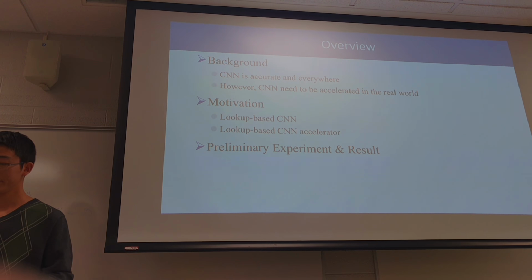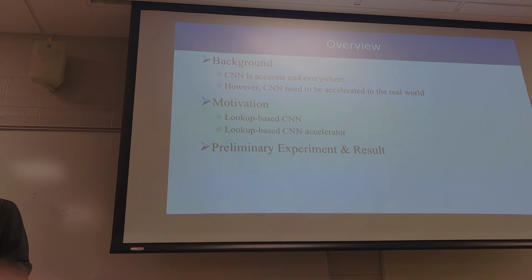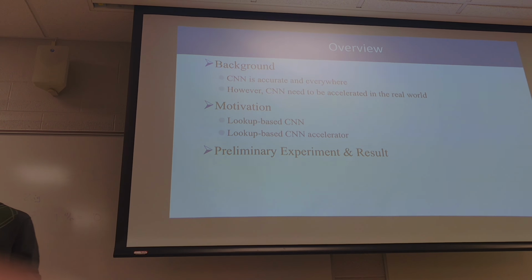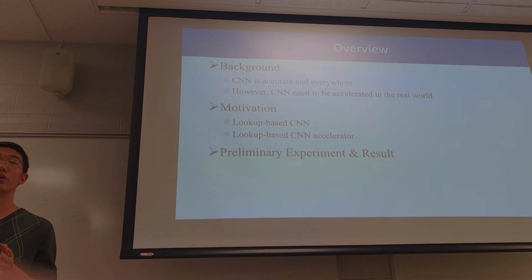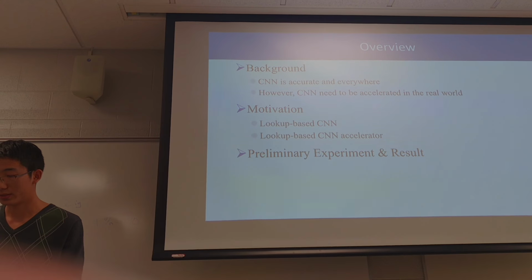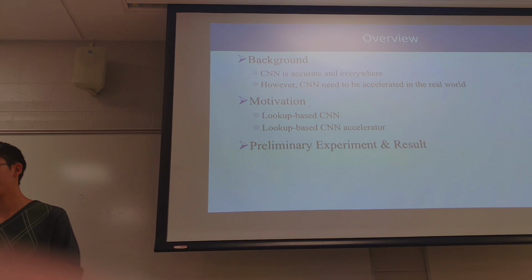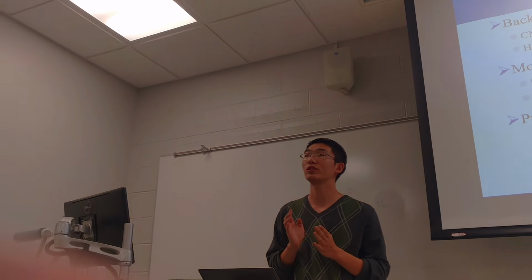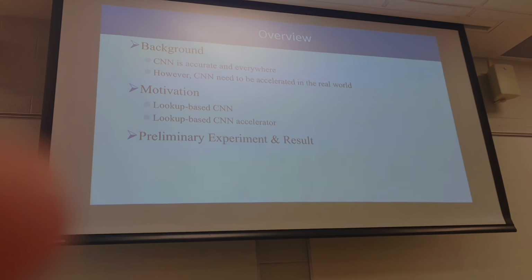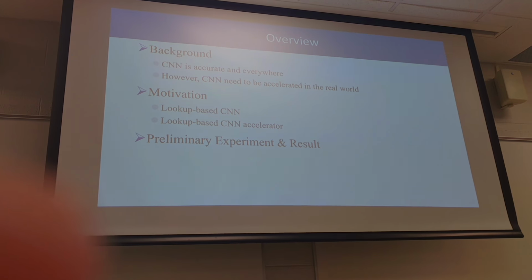Also, I need to prove that CNN needs to speed up because CNN needs tensor computations and convolutions. Also, it needs large storage because you need to store many parameters.